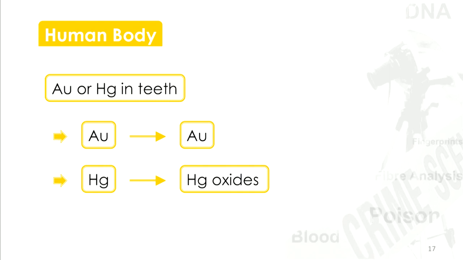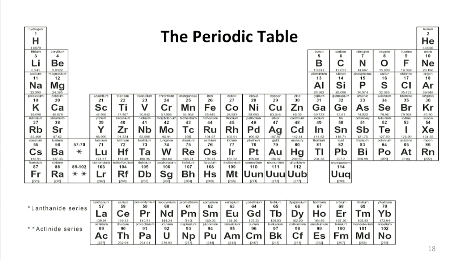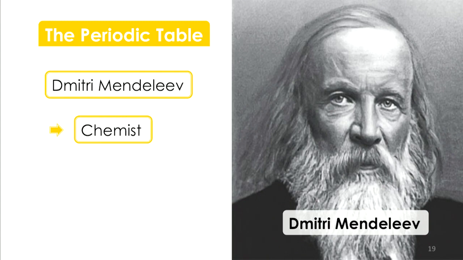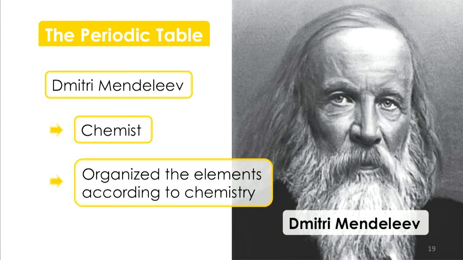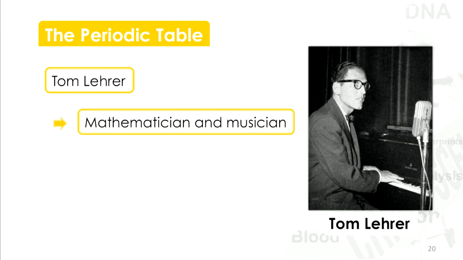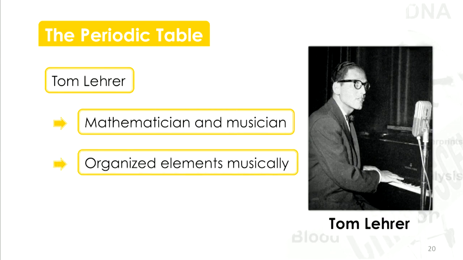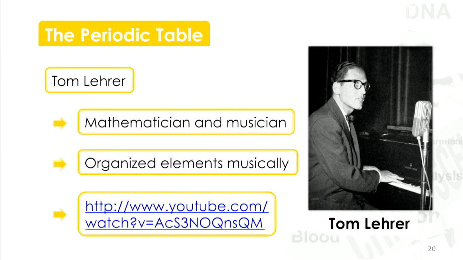93 is a lot of elements. The elements were organized back in the 19th century into the famous periodic table, and this was done by the Russian chemist Dmitry Mendeleev. And his periodic table is essential to understanding the chemistry of the elements. There are alternative ways to organize the elements. For instance, the Harvard mathematician and musician Tom Lehrer organized them musically, and his organization may not be so useful to scientists, but it's a lot more amusing.